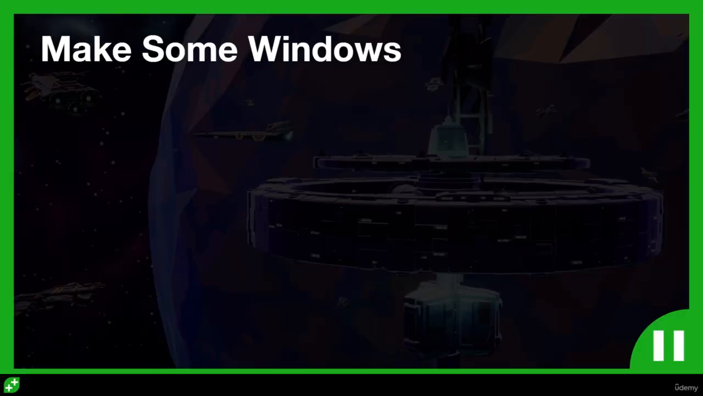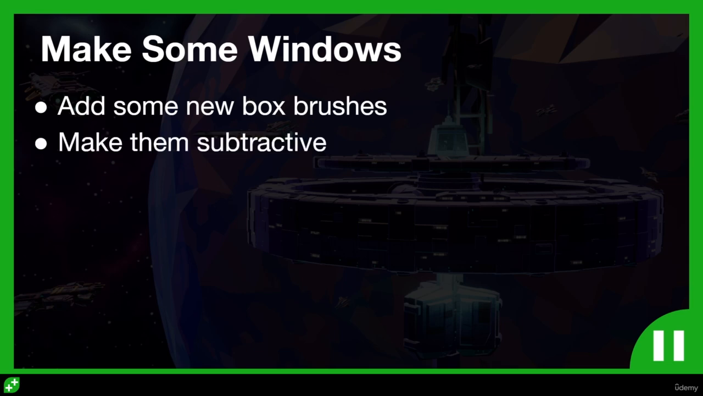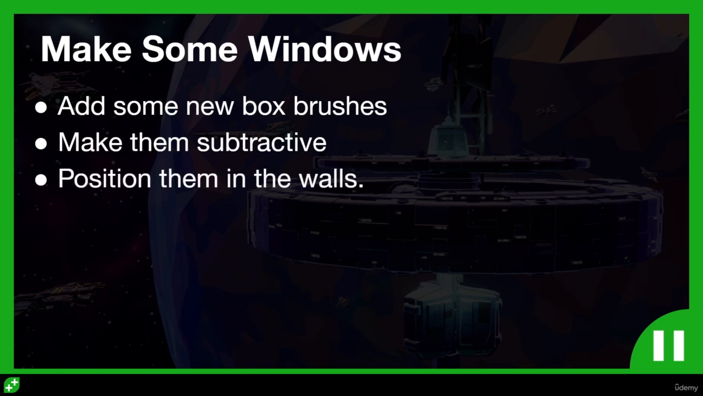Now, I'd like to challenge you to make some windows. The way we can do this is by adding some new box brushes into the scene and making them subtractive, first of all, because we want to carve out those windows, and then position them in the walls and size them appropriately so that they punch holes through the walls and give you a nice window. Pause the video and see if you can do this.